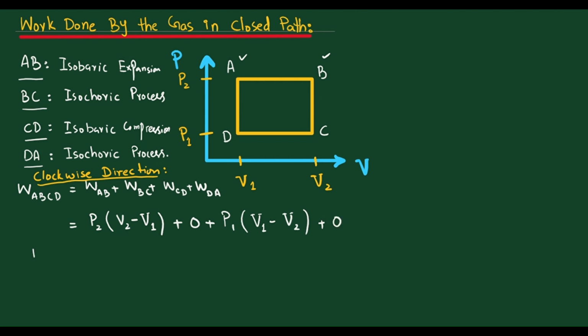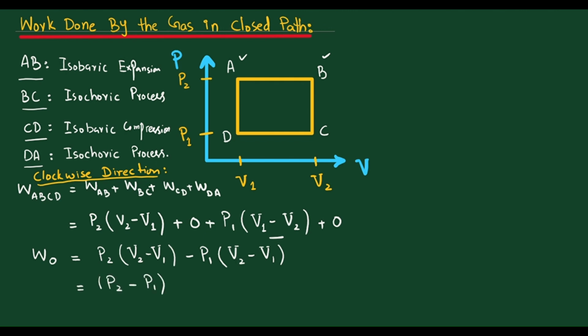Then the total work done in the closed path is equal to P2 into (V2 minus V1) minus P1 into (V2 minus V1). Taking V2 minus V1 common from both terms, we get (P2 minus P1) times (V2 minus V1). This is the work done in the clockwise direction.